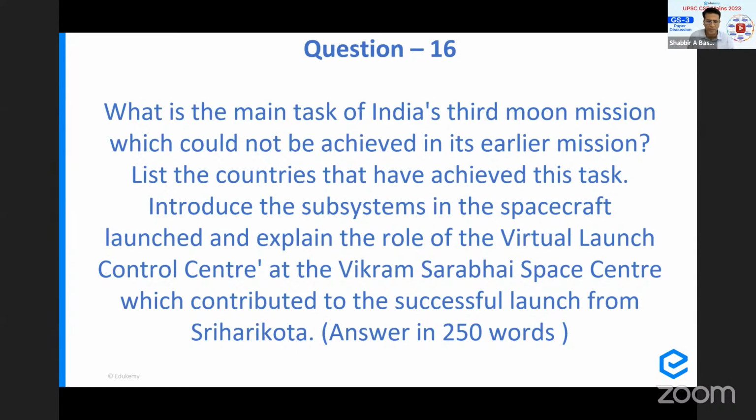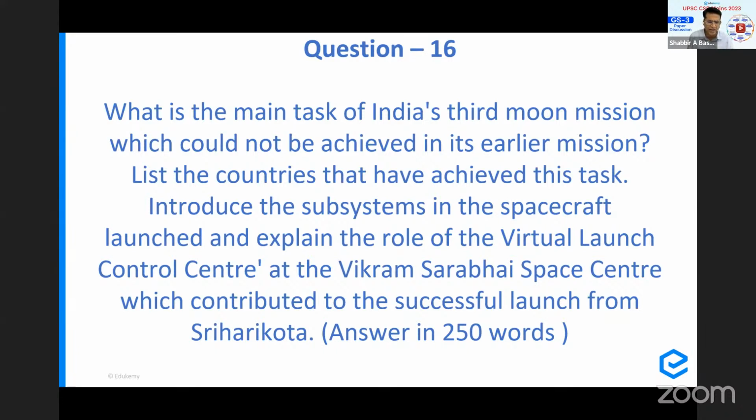What is the main task of India's third moon mission? Are we ready for that? Sir, I think I will need your and Devinder's help in this. You can give a highlight overview if you know this, because I feel the rest of the questions are doable. Nothing much to really add on this. Okay, if you can recall something, fair enough.